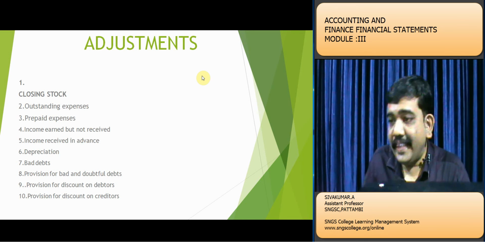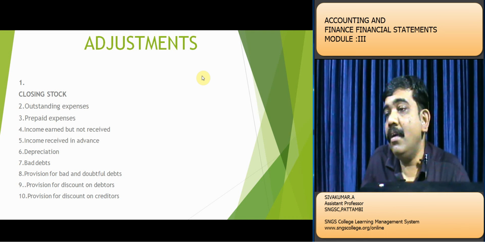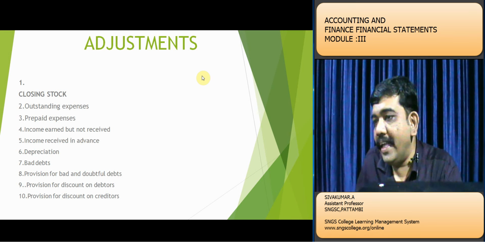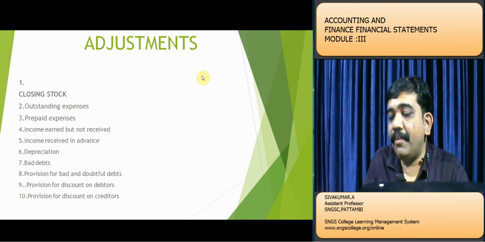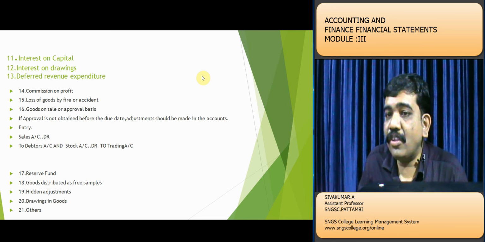Then the next adjustment is provision for discount on creditors. First of all, you have to show provision for discount on creditors as a credit item in your profit and loss account. Then the other adjustment is you have to deduct provision for discount on creditors from the creditors in your balance sheet.